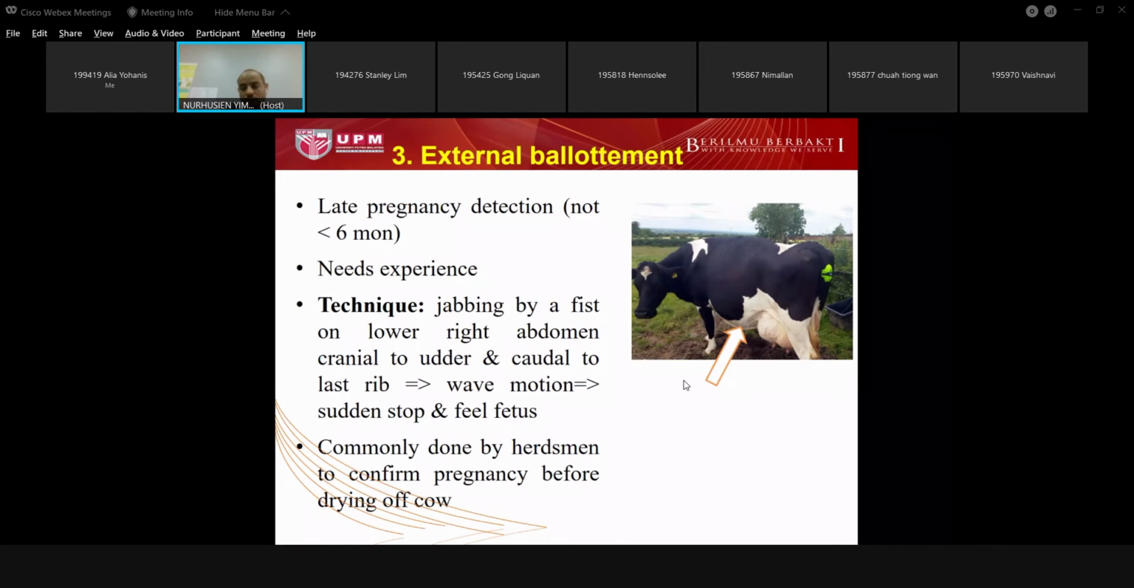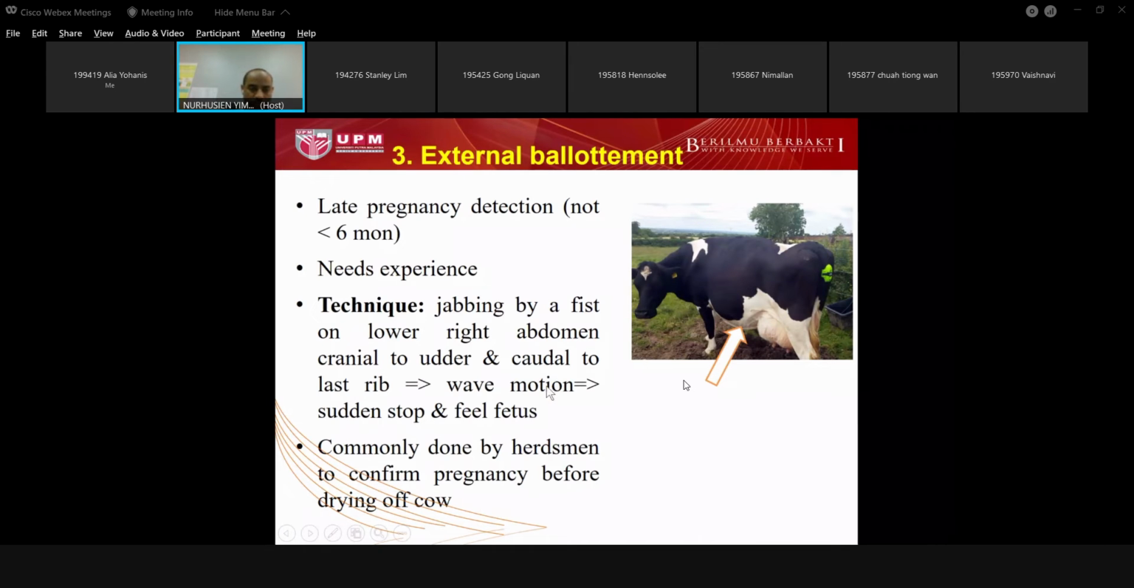So technically, what you'll do is a jabbing kind of action using your fist at the lower right abdomen, which is cranial to the udder, as you can see here. But it should be on the right side, not on the left side, okay? So from the right side, cranial to the udder, bounded by the caudal aspect of the ribs from here, and then from the caudal vein. This is the mammary gland vein.